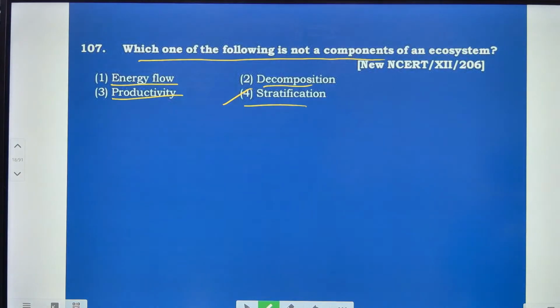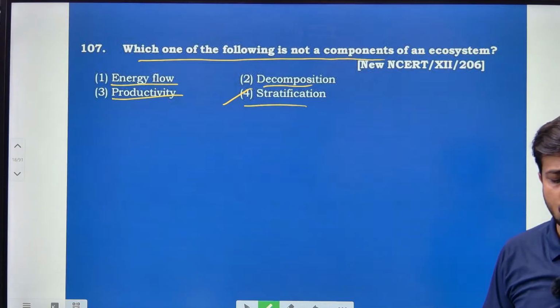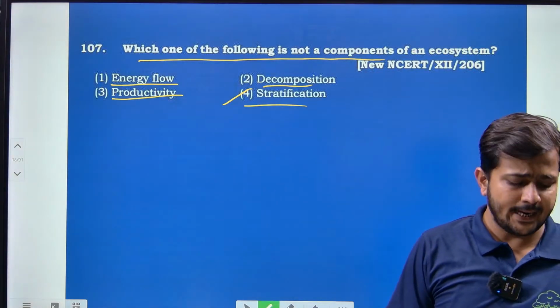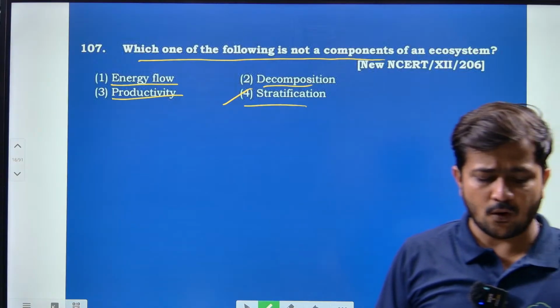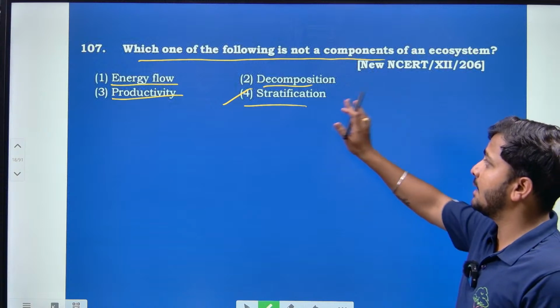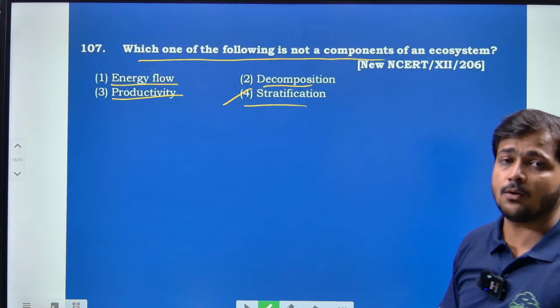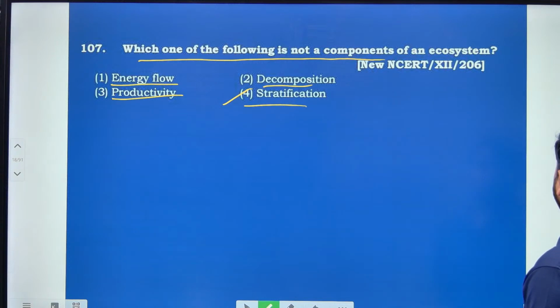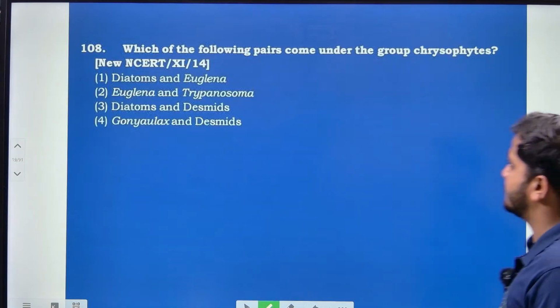Stratification is the vertical zonation in the ecosystem, which indicates the presence of favorable environmental conditions. That itself we call stratification. So here the fourth option is not related with respect to the ecosystem.